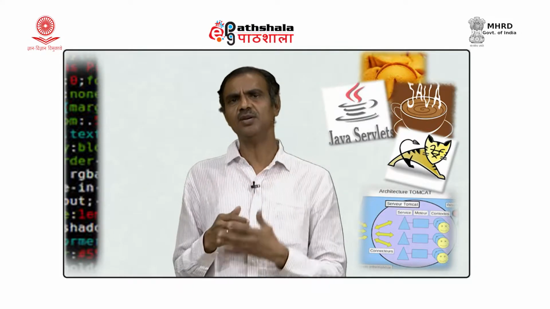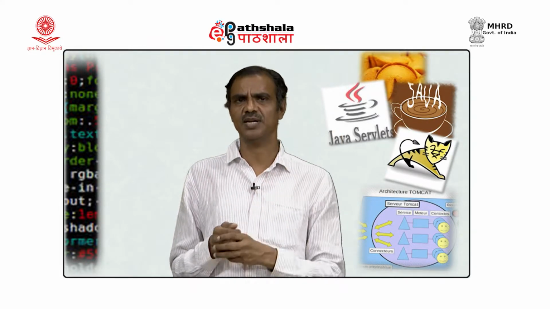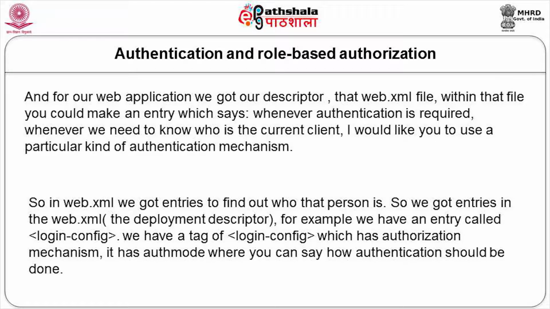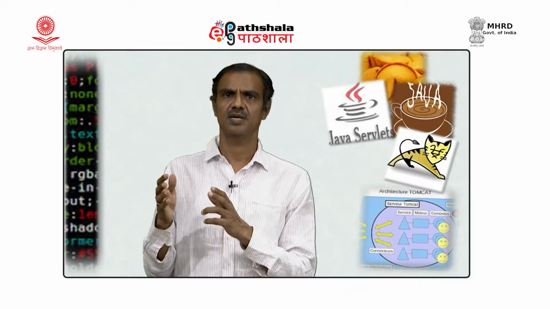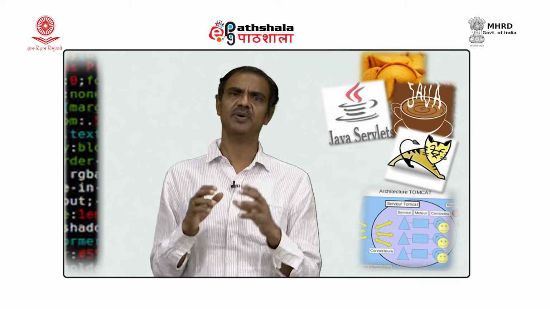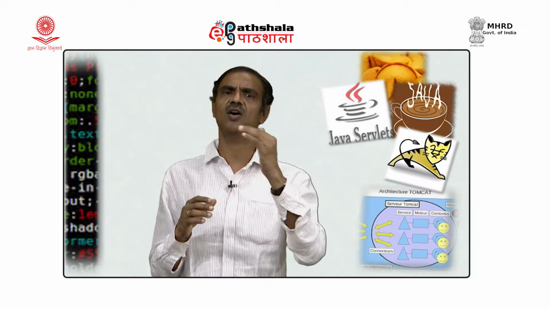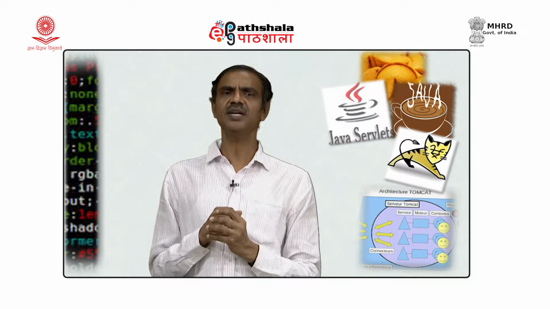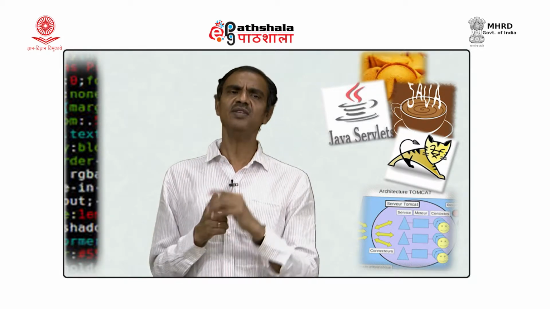So, in order to determine who the current user is, who the current client is, I would like you to use a particular kind of authentication mechanism. So, in web.xml, we got entries to find out who that person is, fine. In the deployment descriptor, for example, we have an entry called login config, fine. So, we can put login config.